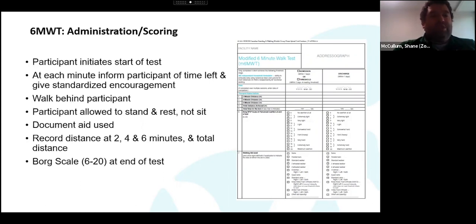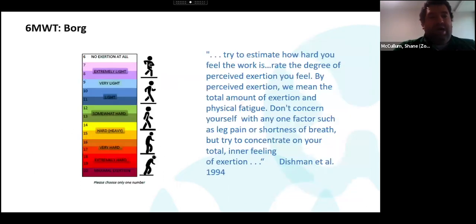We also use the Borg scale in order to look at perceived exertion. And we always have this printed out right beside so that we can show them the actual scale with the wording. We word it exactly as it is on this slide as well, so that is consistent, just to get another indication of how much exertion they feel like they were giving.